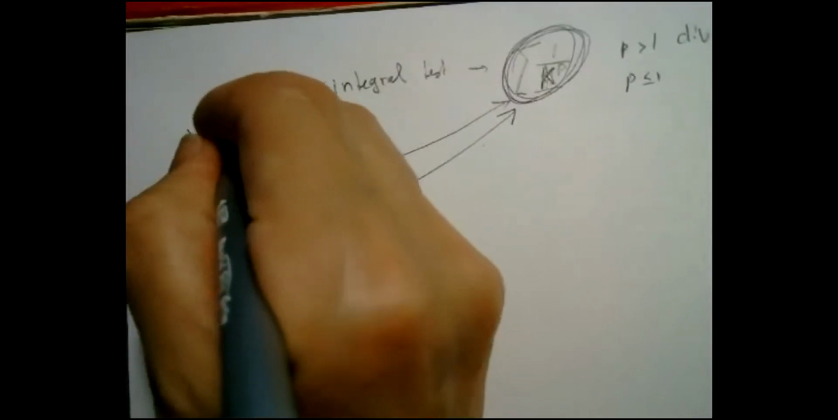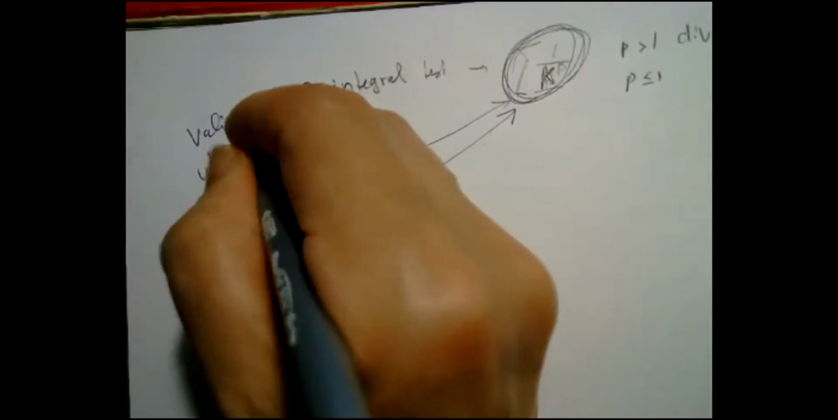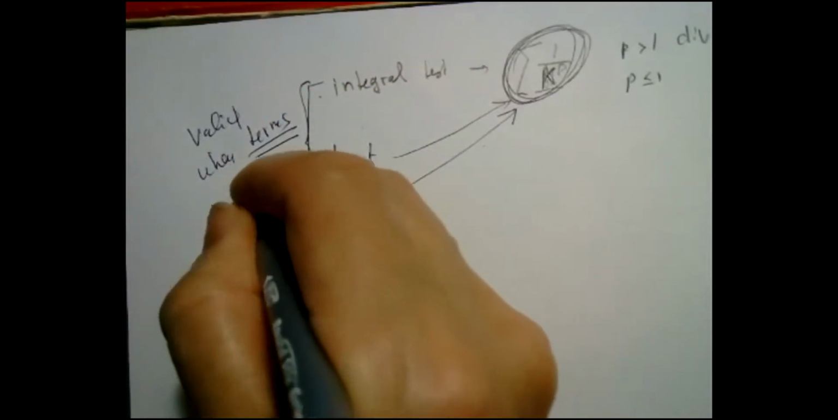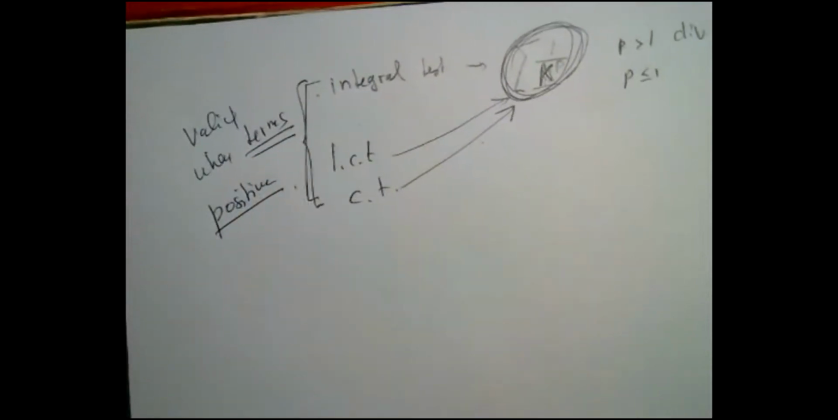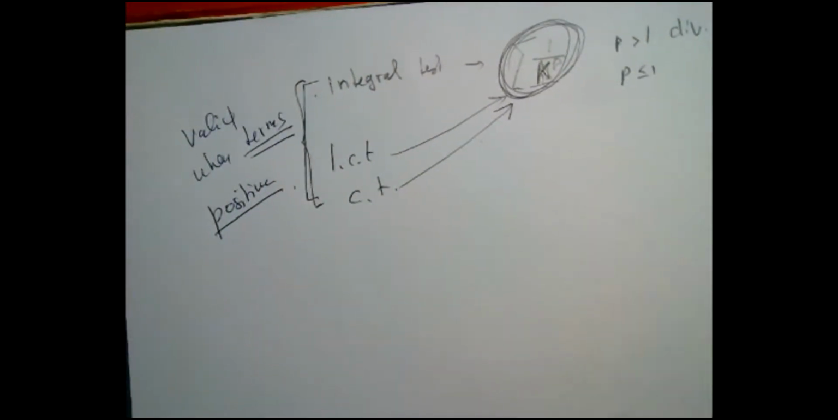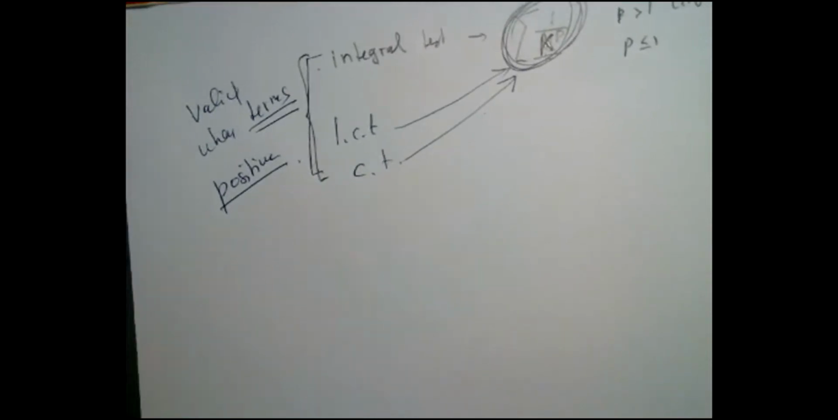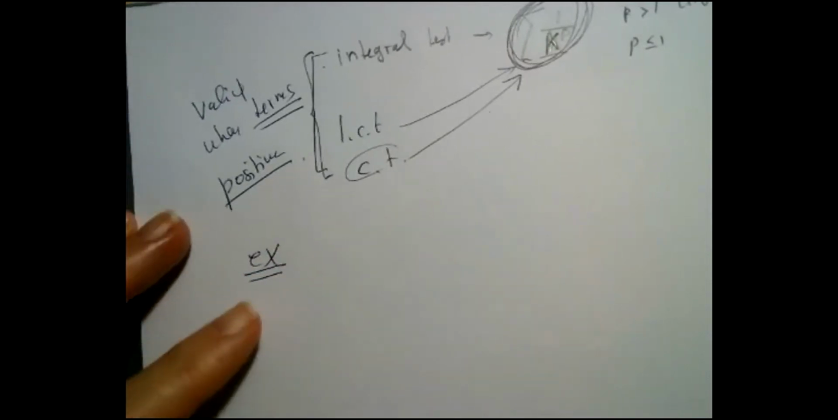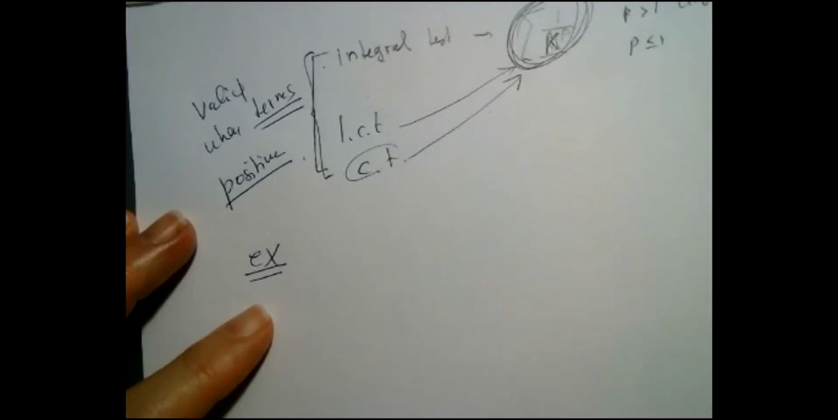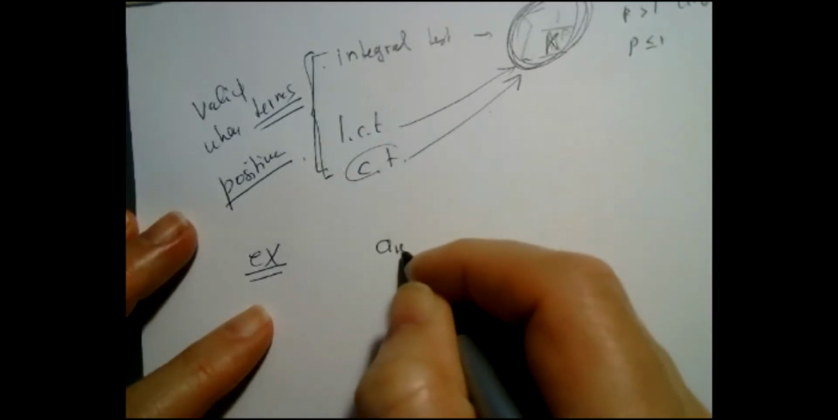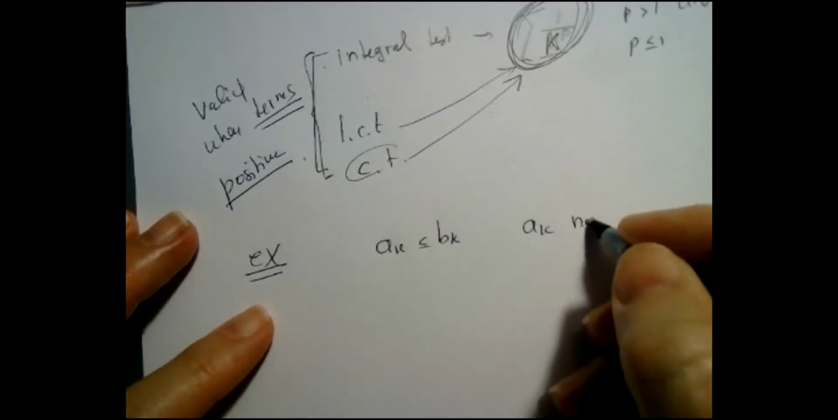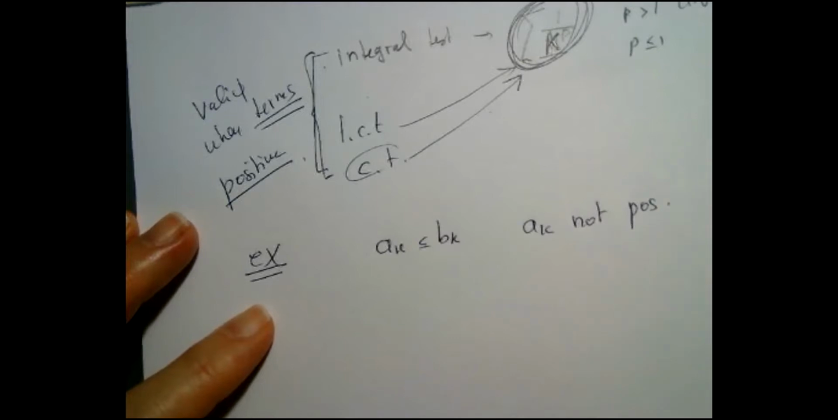Now, all those tests, though, are valid when the terms of the series are positive. If we add positive terms to each other, then the tests are valid. For example, let's see the comparison test. Let me ask you the following. Give me an example, the best you can, of a series where a_k is less than b_k. a_k is definitely not positive. Otherwise, what I'm asking you is impossible.